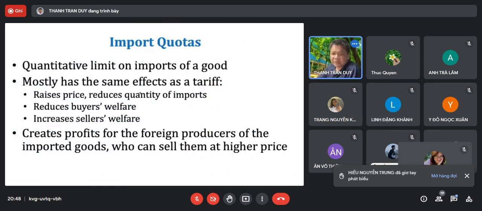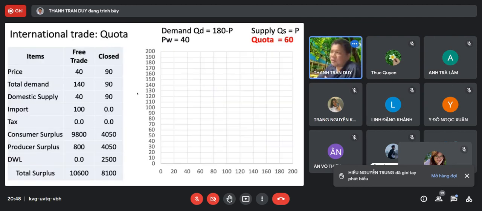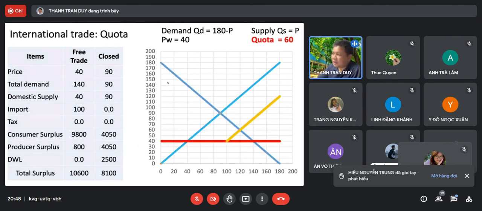So the last way is the quota. Quota is a way that the government does not impose an import tax, but just restricts the amount of imported items. For example, if we have free trade and a closed economy like this, now if a government says, I do not tax imports, but I just allow 60 units to be imported. So if the government allows 60 units of import, 20, 40, 60, it shifts the whole supply curve to the right, and it cuts the demand curve like this.